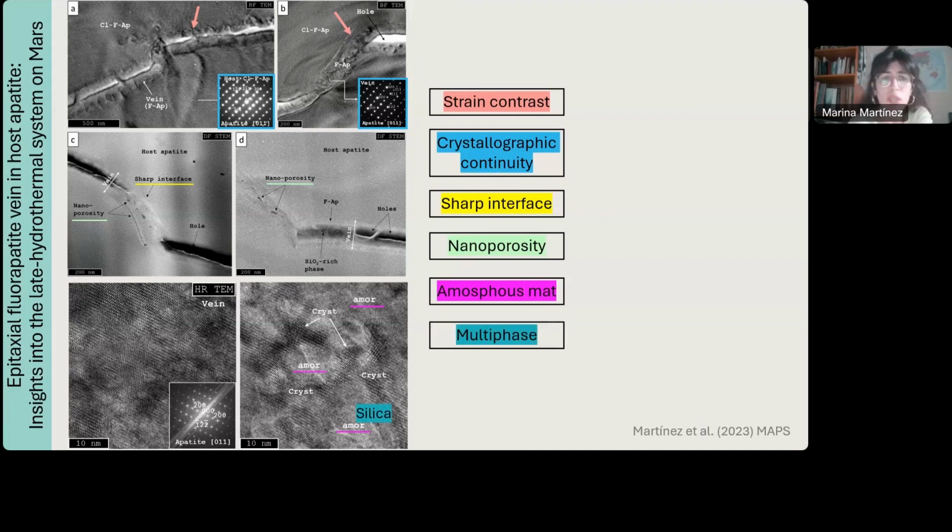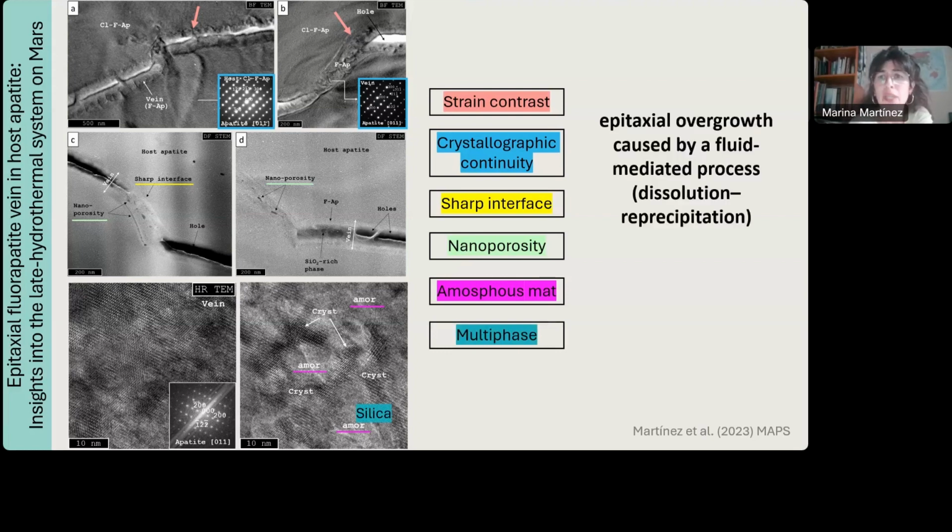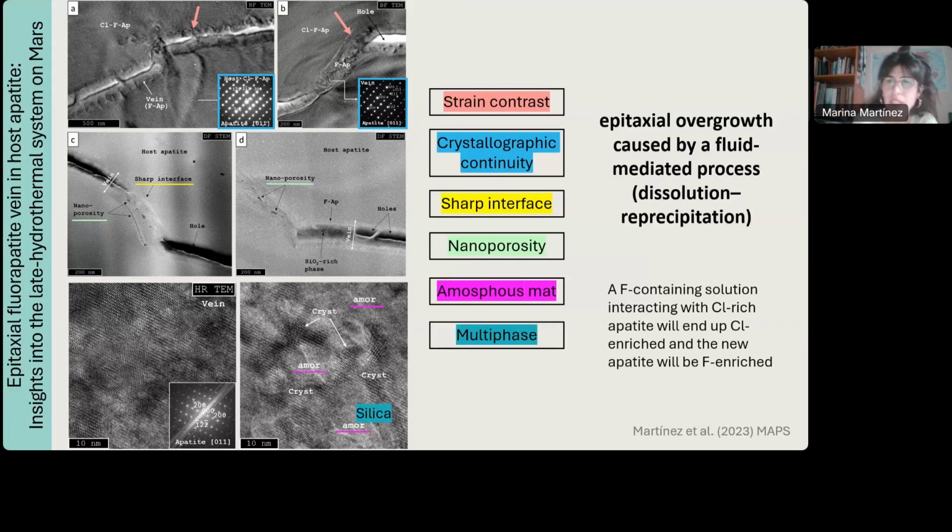All these observations suggest that we are seeing an epitaxial overgrowth of a fluorapatite caused by a fluid-mediated process, a dissolution-reprecipitation. So a fluorine-containing solution interacting with chlorine-rich apatite will end up chlorine-enriched, and the new apatite will be fluorine-rich. This can have important implications with fluorine-rich fluids interacting with chlorine-rich apatites.